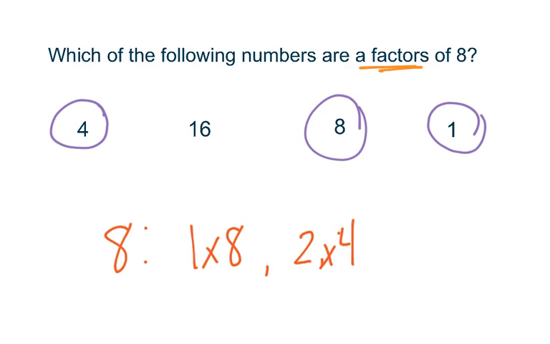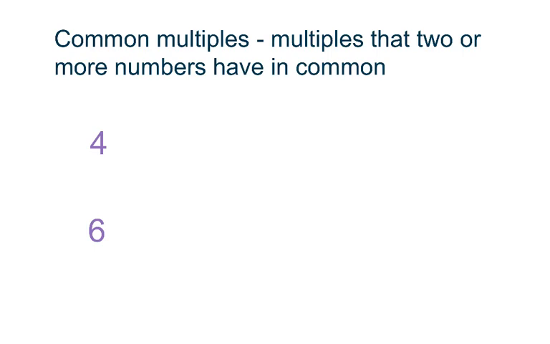Now, in the last few lessons, we talked about factors solely, and we also talked about common factors, factors that numbers had that were similar, or they had in common with each other. In this lesson, because we're introducing multiples, we're going to talk about common multiples. Well, a common factor was a factor that two numbers had that were the same. So a common multiple is going to be multiples that two or more numbers have in common.